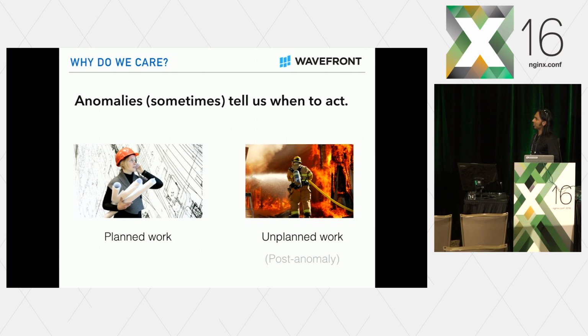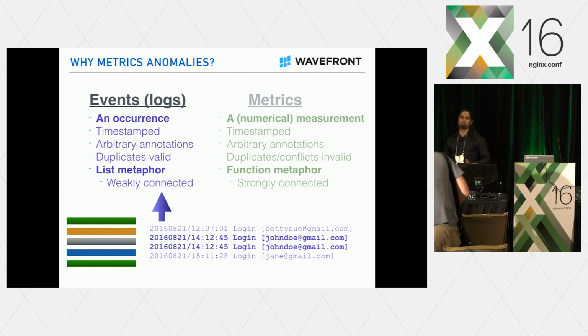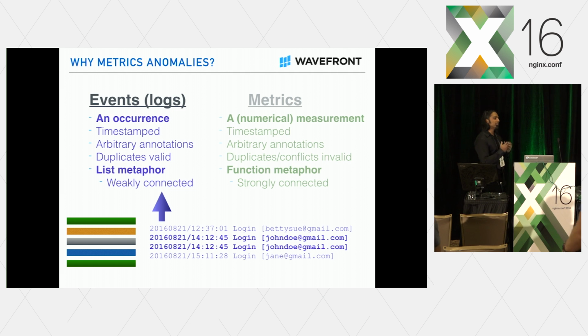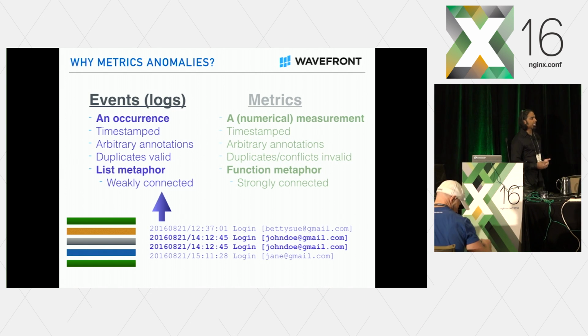Now, why metrics as opposed to events? Events are what you see in logs. Events are occurrences, something happened. A user logged in, a web page was requested, right? These are all events. Occurrences that have timestamps, they have arbitrary annotations, right?